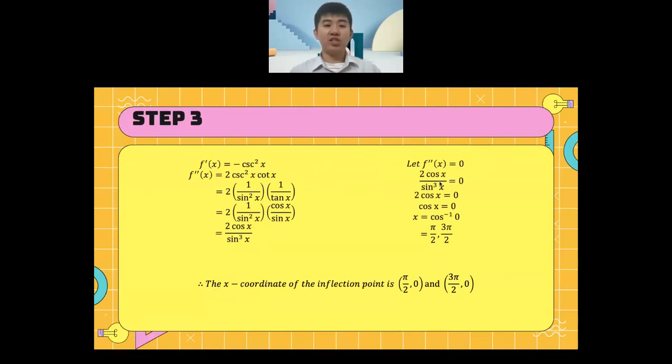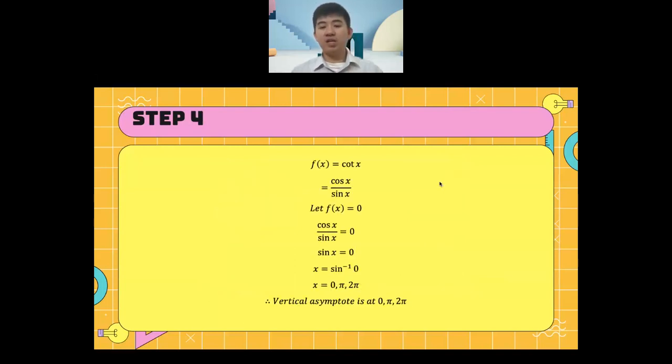In addition, to find the x-coordinate of the inflection point, we need to determine the second derivative of the function, and we will get f''(x) = 2 cos x / sin³x. Next, let f''(x) be equal to 0 and get the answer x equal to π/2 and 3π/2.